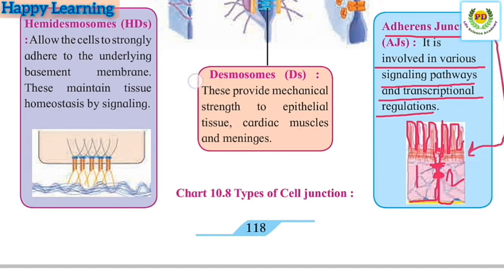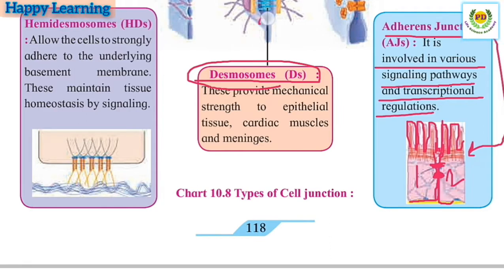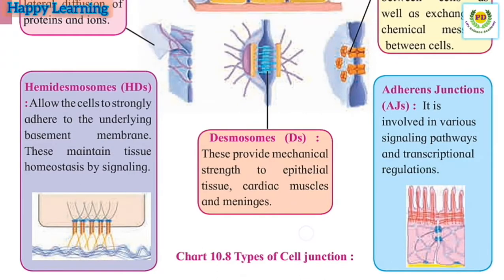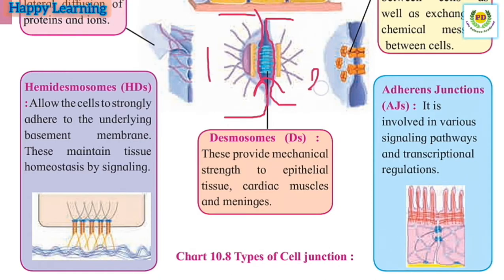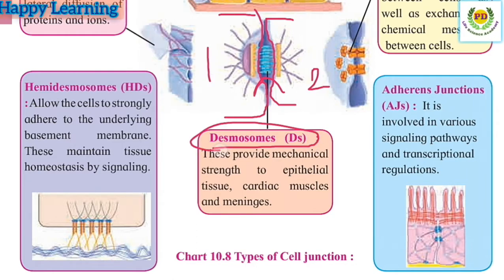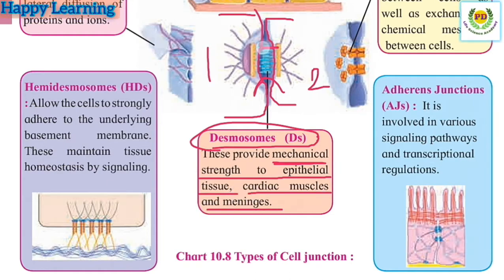Now next is the desmosomes. This is the structure of a desmosome. Here again this is one cell and this is another cell. Now desmosomes provide mechanical strength to the epithelial tissues, cardiac muscle and meninges. This blue part, these are the desmosomes, which mainly work for mechanical strength.